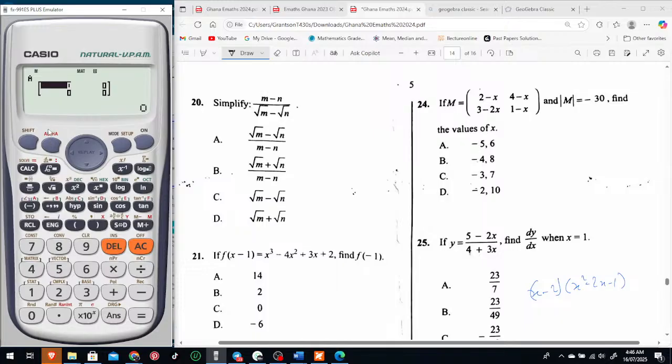A 2 by 2 matrix. Okay, let me say 2 minus X, 4 minus X, minus 2x. I'm just being curious.